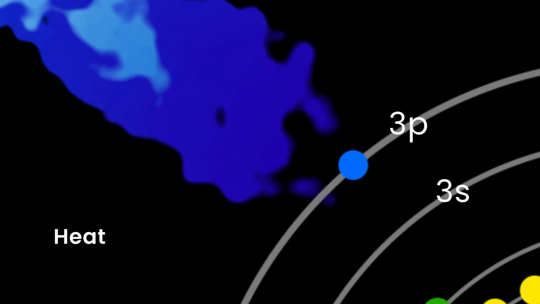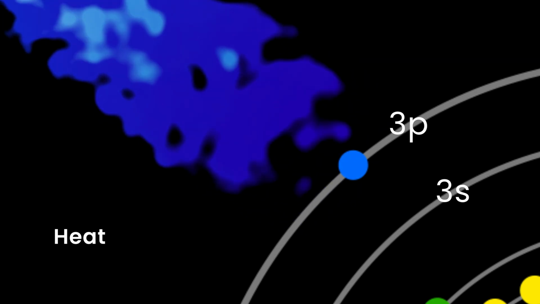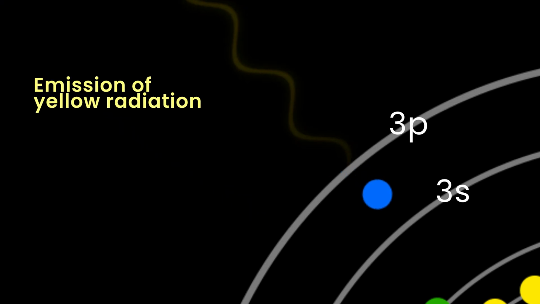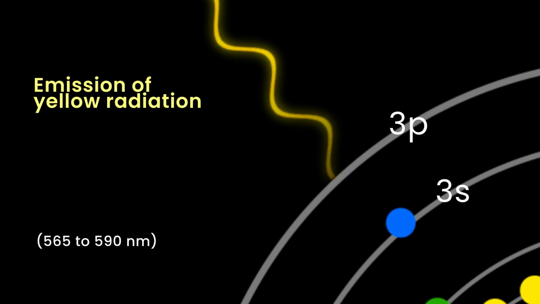Once excited, electrons are unstable. Therefore, an electron spontaneously emits energy in the form of photons in the electromagnetic spectrum and returns to a lower energy state.